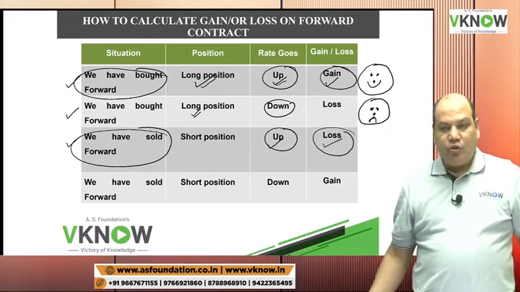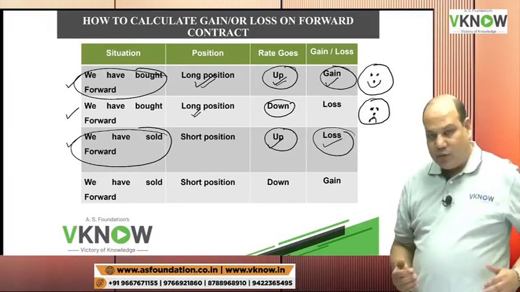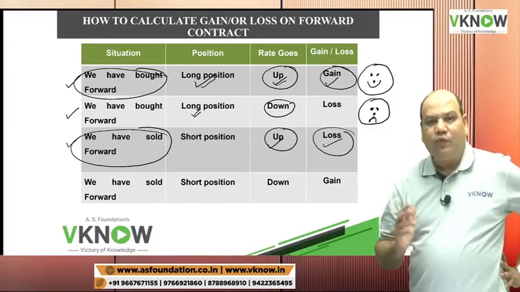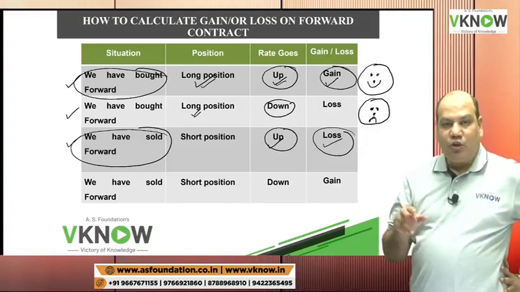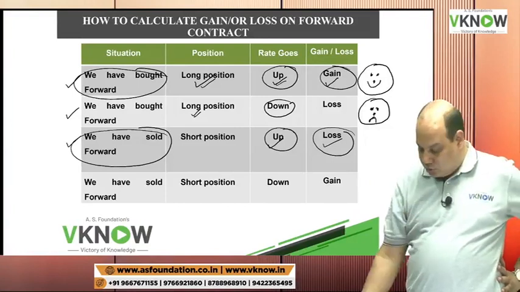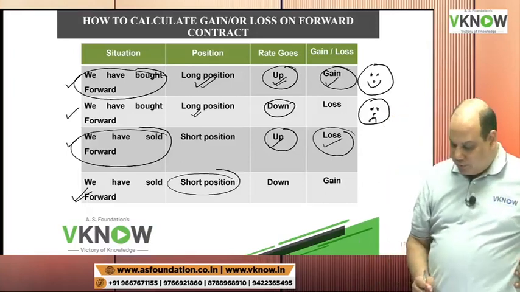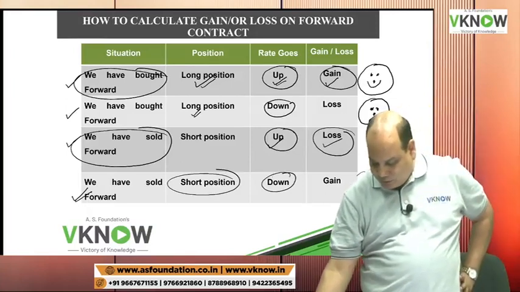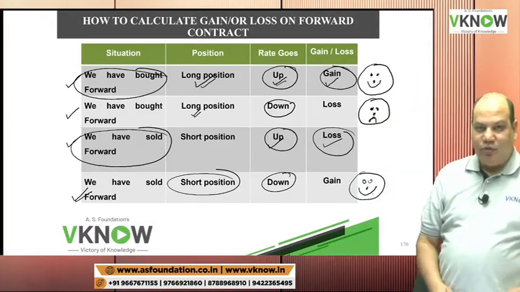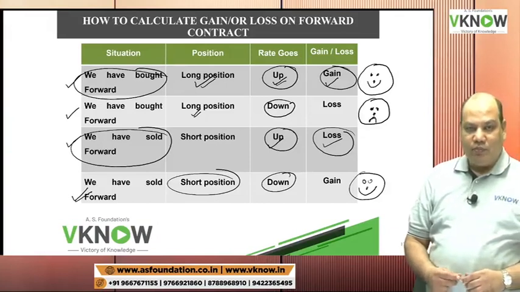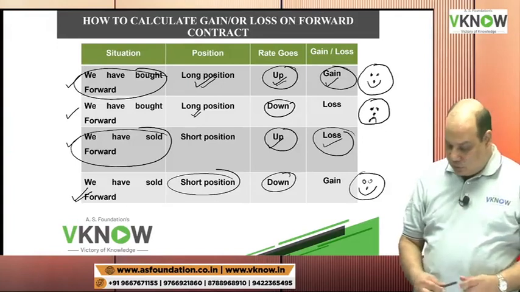Opposite. When you are taking a short position, or when you are selling in the forward market, you are expecting the price will fall. But if the price goes up against your expectation, loss. Last, we have sold forward, short position, and the price goes down. Now, smile. You are expecting the price will fall and the price has gone down. Therefore, there will be gain.